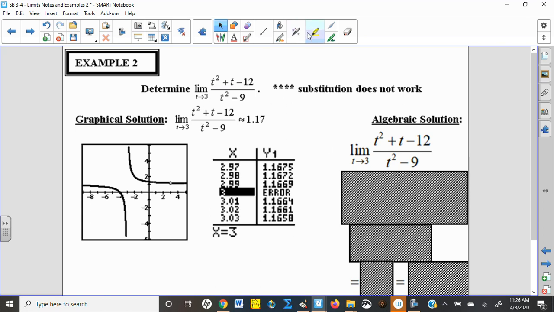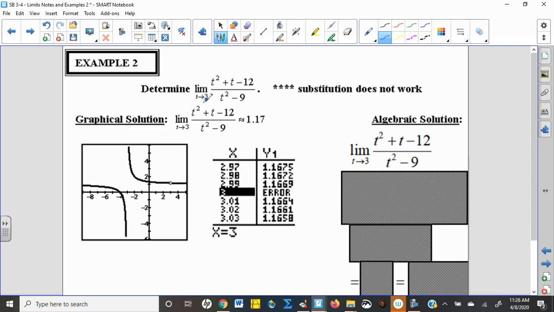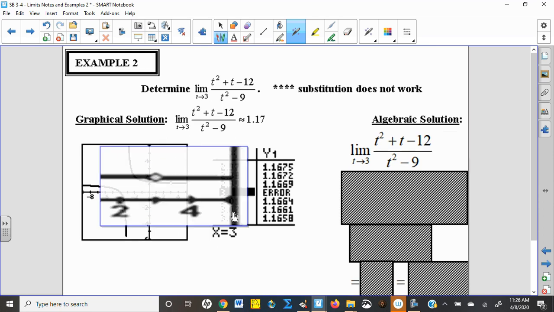If I put a 3 into this function directly, a 3 in here, and a 3 in here, and a 3 in here, I would get 9 plus 3, which is 12, minus 12, so that's 0, over 3 squared, which is 9, minus 9, which is 0. So you can see, anytime you get a 0 over 0, that's indicating some type of hole situation. And if I look at the graph here, I definitely see that at 3, there is a hole sitting there.